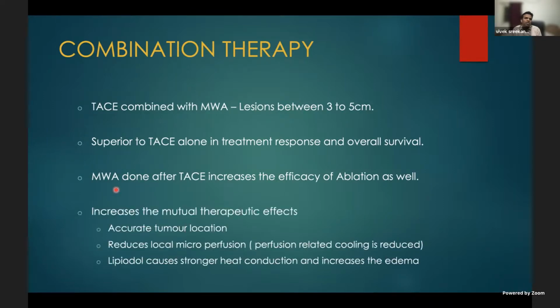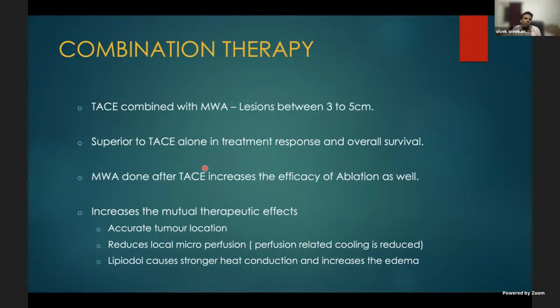The mechanism is, once we do the chemoembolization, the Lipiodol goes into the tumor, so the tumor is better visualized even on ultrasound. Tumors in difficult locations, like those in the subcapsular or subdiaphragmatic location, can be better seen post TACE, and we can even target those lesions on fluoroscopy also.